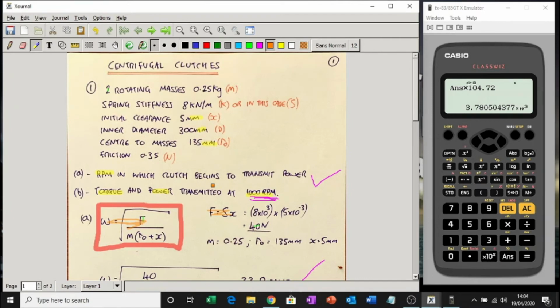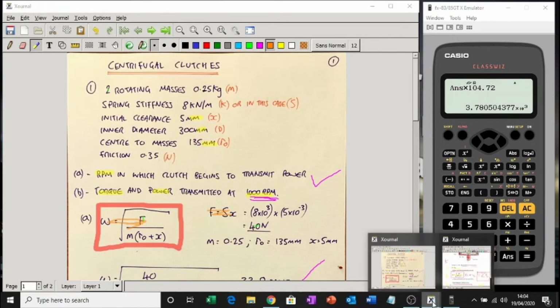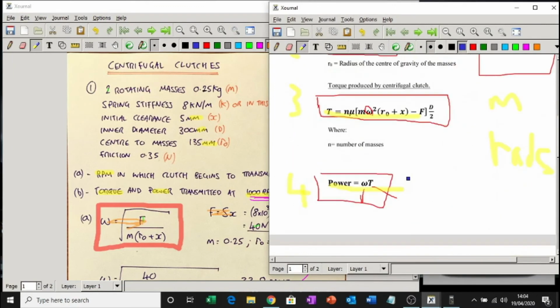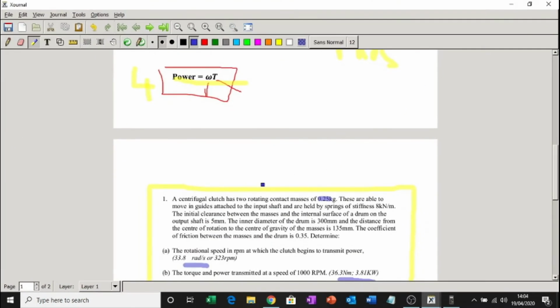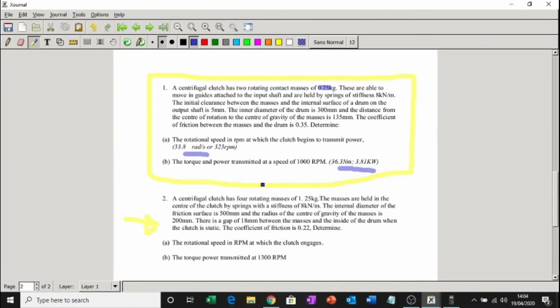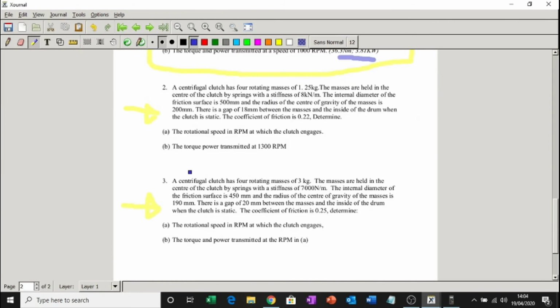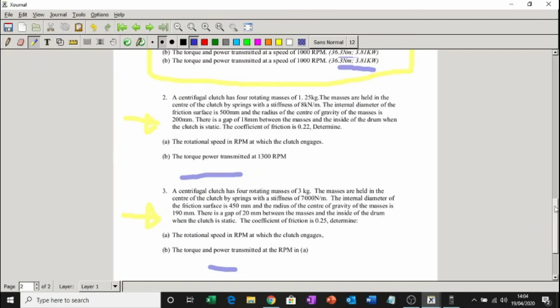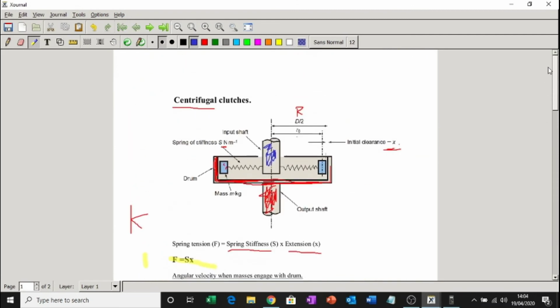So can you please now have a go at these, number 2 and number 3, os gwelwch yn dda. That means, if you please, in Welsh, if you're watching in another country. Centrifugal clutches, yes, there will be a question in an assignment somewhere sometime, so please have a go.